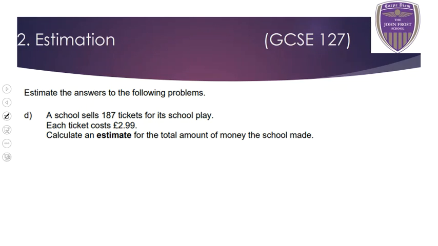All right, and then a worded question. These are quite common in tests. So a school sells 187 tickets for a school play. Each ticket costs £2.99. Calculate an estimate for the total amount of money the school made. Okay, so if we wanted the exact amount, we would do 187 times £2.99. Okay, because one ticket costs £2.99, they sell 187 of them.